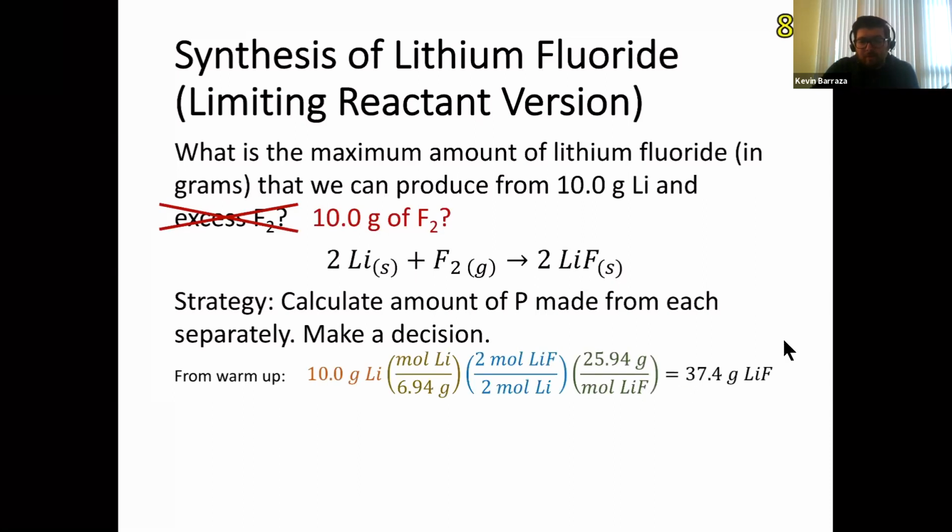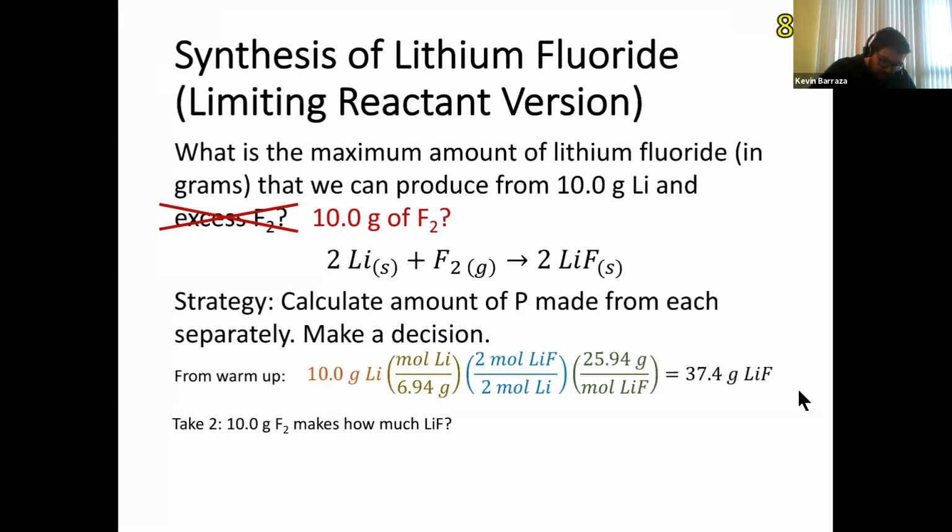So actually from the warm-up, we've already done this. So this is 10 grams of lithium will make 37.4 grams of product. So again, this was exactly the math, the process from the warm-up. Only for this type of question where it says I have this much A, this much B, now we're going to do it again, take 2, right? 10 grams of fluorine makes how much lithium fluoride? And so we're going to do the exact same strategy as before.